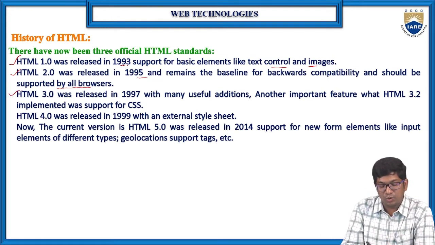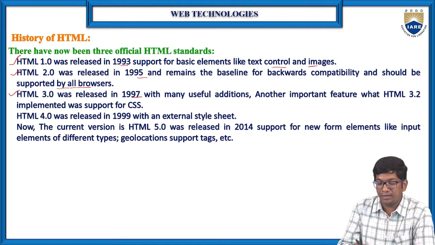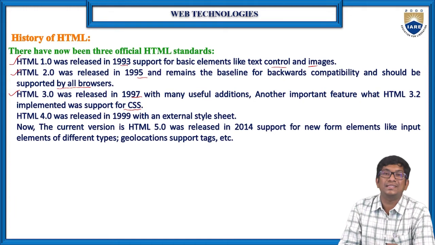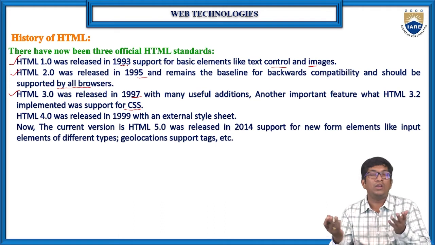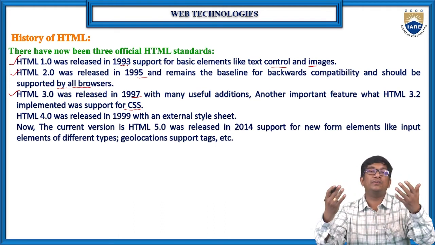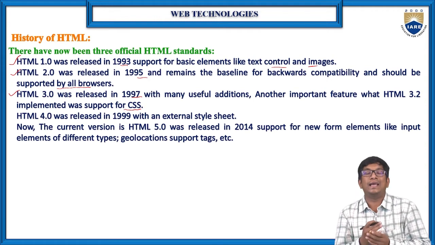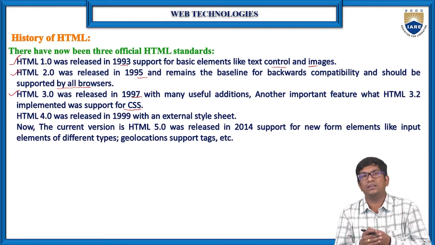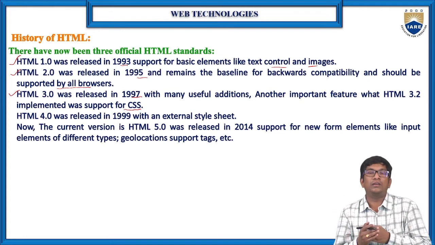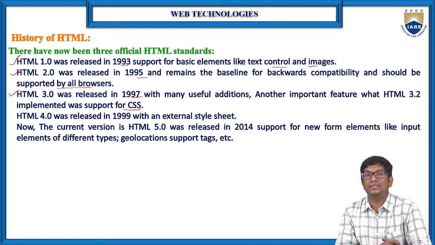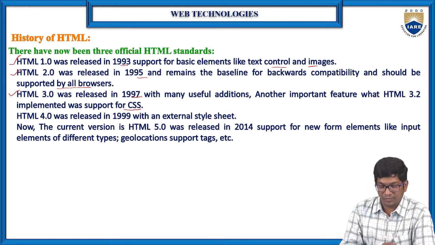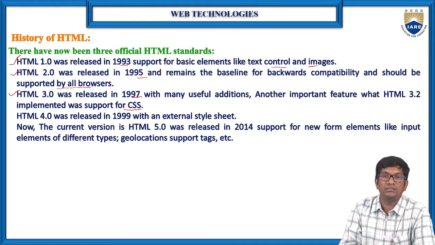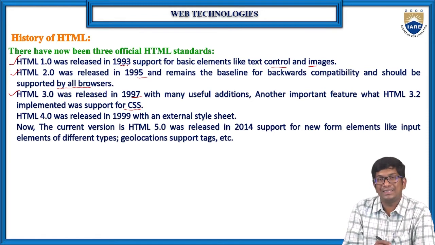Next, HTML 3.0 was released in 1997, and the added feature is support for CSS. CSS is cascading style sheets. To change the appearance of your web page, we have to add CSS. To create an attractive web page, we have to use cascading style sheets. To add more styles to your web page, for example changing the color or the background color, or adding a box to your text or moving the images, you have to apply CSS.